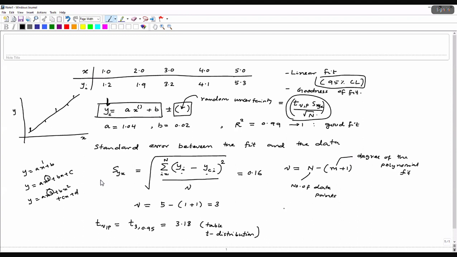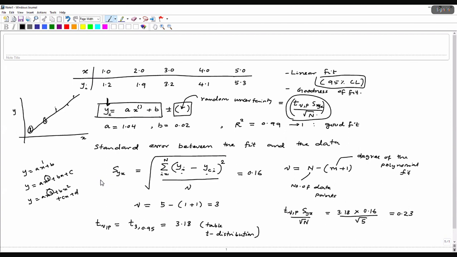Find your random uncertainty, which is t(ν, p) times Syx over square root of n. That is 3.18 times Syx, which is 0.16, divided by square root of 5. That is 0.23. So essentially, your data is all over the place.